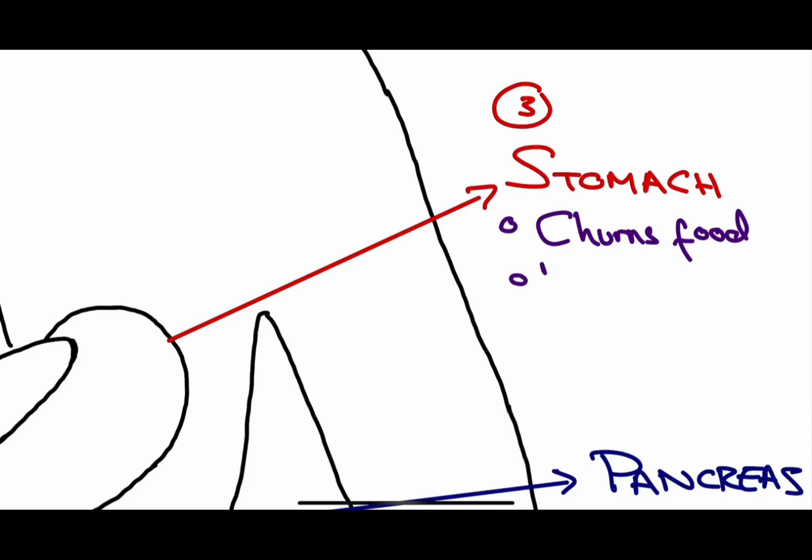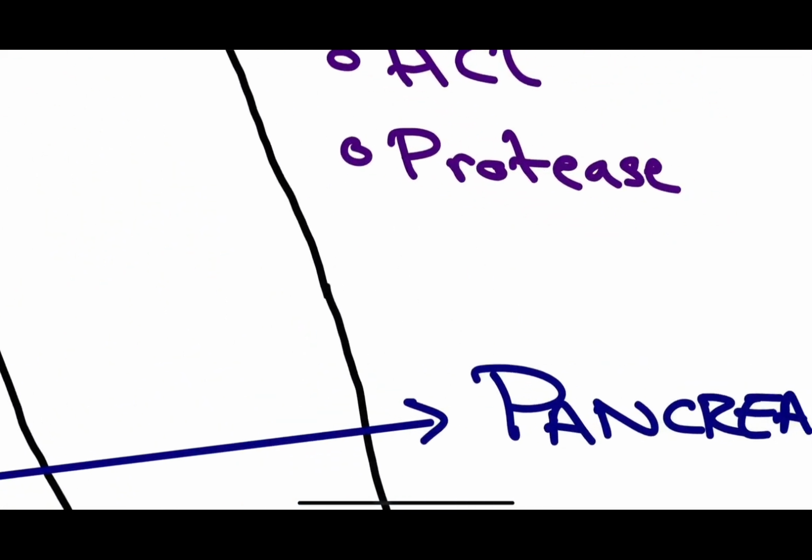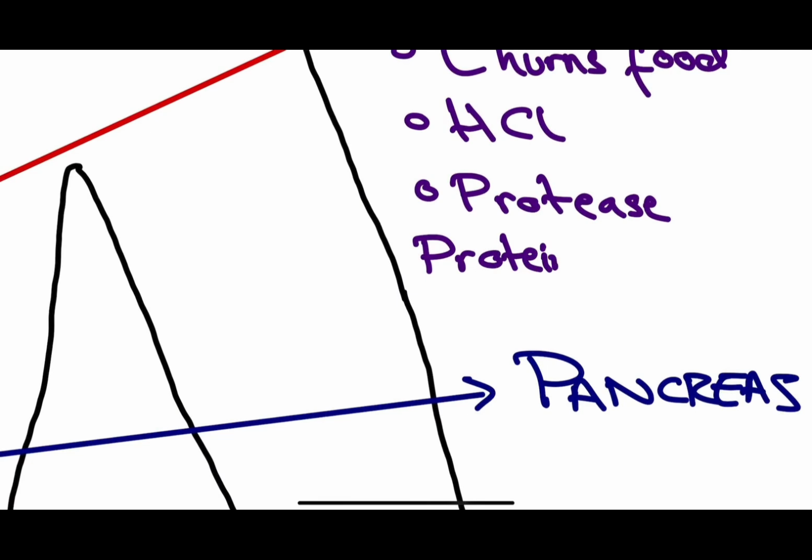Another thing is that it releases hydrochloric acid. Hydrochloric acid is there to kill all bacteria and microorganisms that are harmful, but it's also the optimum pH for the enzyme protease. What I mean by optimum pH is the pH where the protease enzyme works best. So protease breaks down proteins into amino acids.